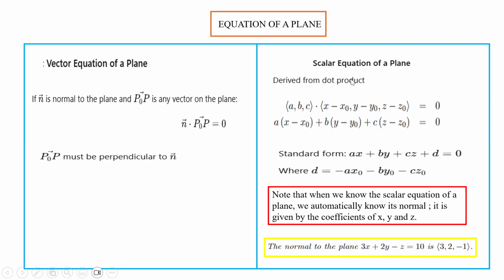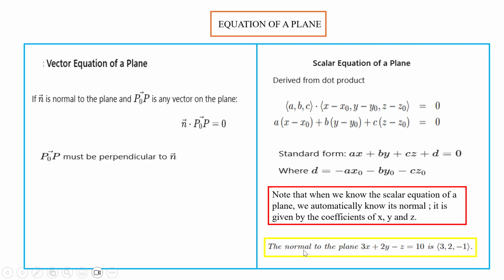For the scalar equation of the plane, we derive it from a dot product. When we work out all of these, the standard form we have is ax + by + cz + d = 0. What is d? d is any constant. Note that when we know the scalar equation of a plane, we automatically know its normal. It is given by the coefficients of x, y, and z.